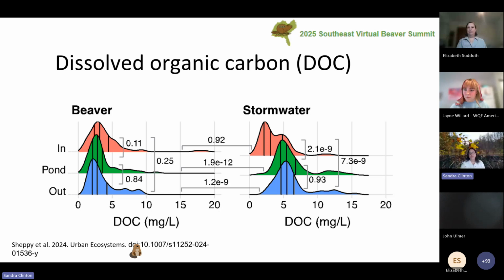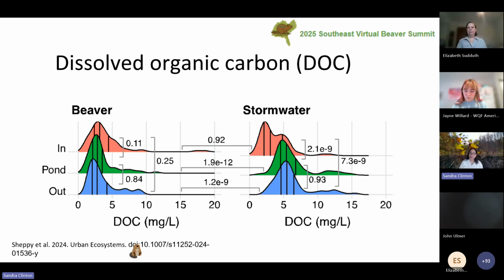So these values are all greater than 0.05, which means the water coming into the beaver pond and in the pond are not different. And the water in the pond and leaving the pond are not different. And the water, in terms of DOC concentration, coming in and out of the pond are not different.